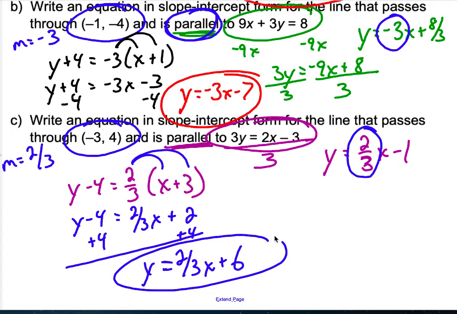That's my new equation. So since it's parallel, we know we're going to take the exact same slope. Sometimes I got to go find that slope. And then I'm going to plug in the point that it happens to pass through.